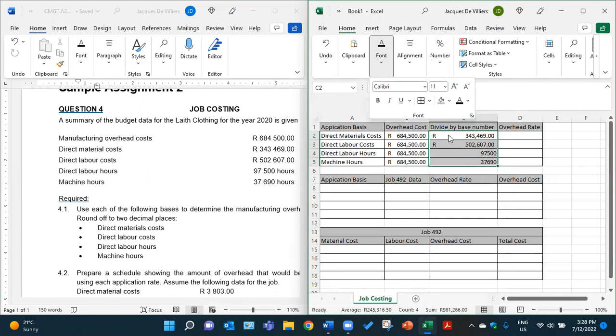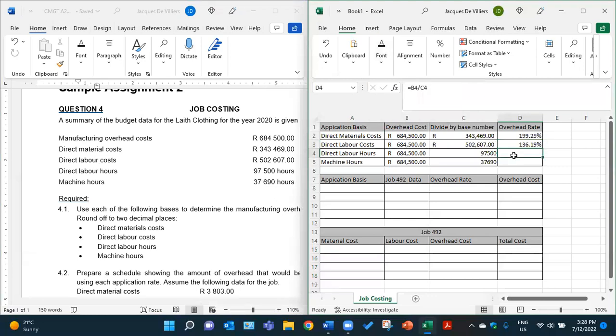Just remember that 2 of them are expressed in rand and 2 of them are expressed in hours. Okay. And then to get the overhead rate, we simply take the overhead cost and divide it by the base number. And then we get our overhead rates. I'm going to show you something now with regard to this once we've gotten the answers here.